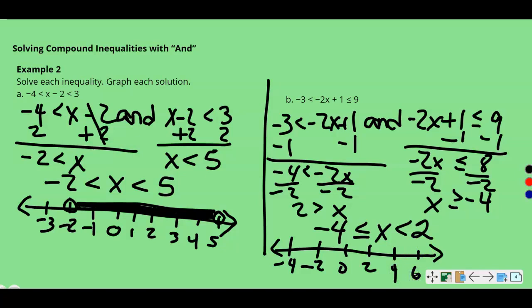All right, so we need a closed circle at -4 because that is less than or equal to, and an open circle at 2. And again, we need everything between those two inequalities. Everything in between -4 and 2 is part of the solution set, including -4. -4 is part of the solution as well. +2 is not, because it is not included.